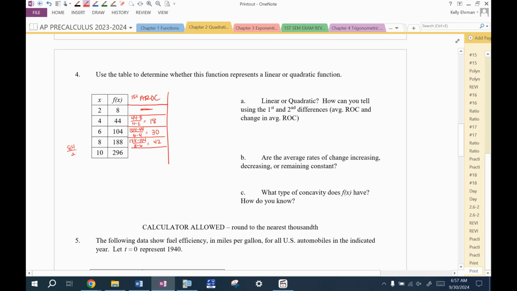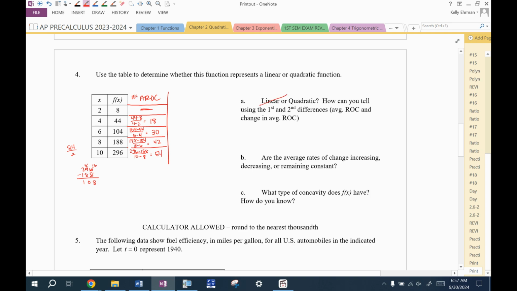All right. And let's see. 296 minus 188 over 10 minus 8. No shame in doing a little math off to the side here, right? So borrow from there, make that 16. 16 minus 8 is 8. 8 minus 8 is 0. 2 minus 1 is 1. 108 divided by 2 is going to be 54. Right? Yeah, 54. Okay, so is this linear or quadratic?